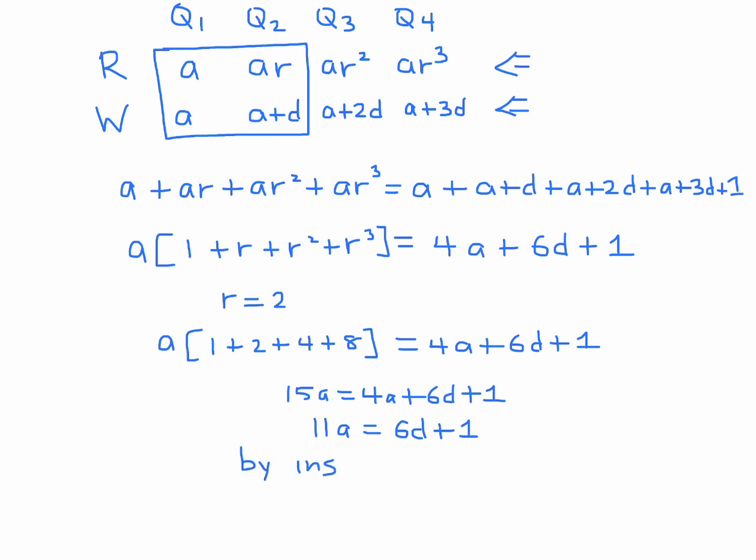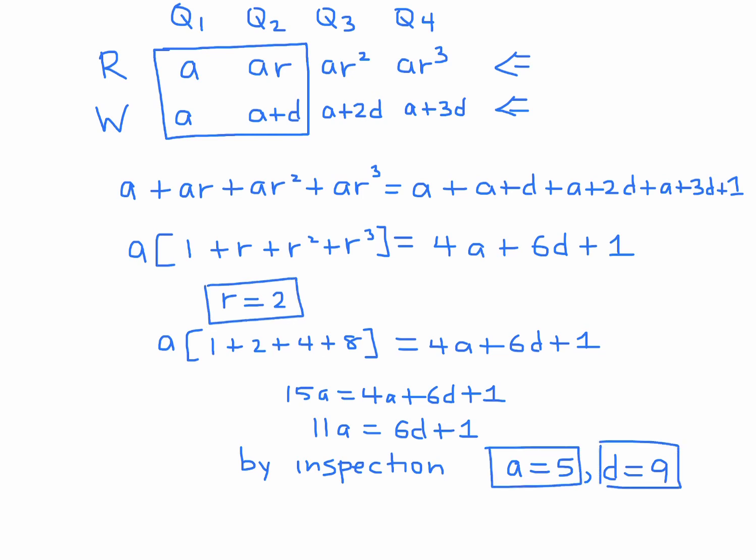At this point, we really have to do this by inspection since we only have one equation. If we had two equations, then we could solve, but we don't. By inspection, plugging in some numbers, I get integer solutions when A is 5 and D is equal to 9. It would be 6 times 9, which is 54. 54 plus 1 is 55. The other side would be 11 times 5, which is 55. So there we go. I've got all my values, really entirely by inspection.